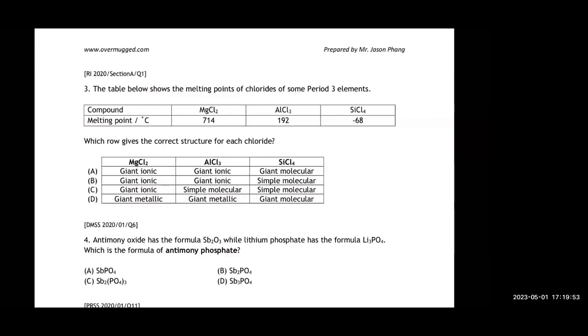In the two simple molecular ones, I'm not breaking the what bond? I'm not breaking the covalent bond. So what am I overcoming instead? The very weak intermolecular forces of attraction. Just keep that in mind.